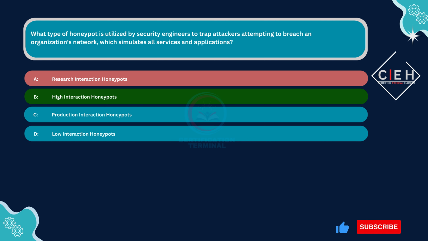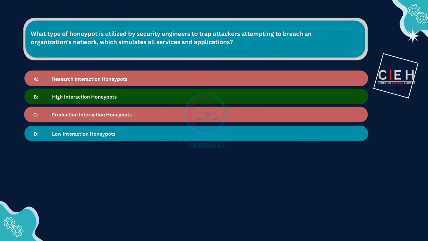Research interaction honeypots are used for academic or research purposes to study attacker behavior and techniques. They typically provide a more controlled environment than high interaction honeypots and may not necessarily simulate all services and applications. Option C, production interaction honeypots, is incorrect. Production interaction honeypots are designed to be integrated into a production environment to detect and monitor real-world attacks. However, they are not specifically tailored to simulate all services and applications like high interaction honeypots.